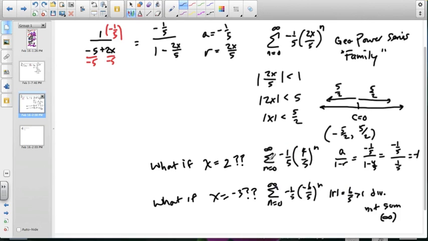So we found a convergent geometric series that is part of this power series family. We found a divergent geometric series that is part of this power series family. So a power series really does represent a family of series. Part of the family converges and part of the family diverges.